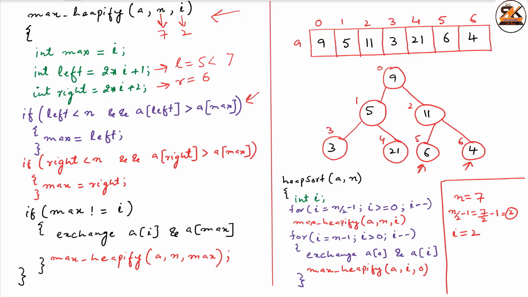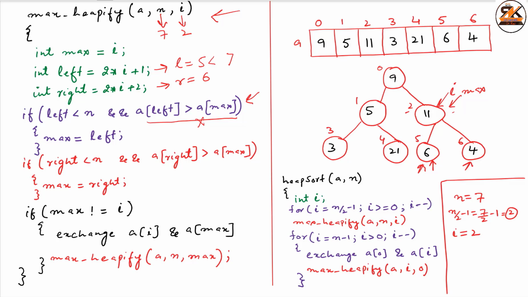This left is less than 7, and a of left is this, that is 6, is it greater than a of max? We have already assigned max, and I and max are pointing to this position. I is assigned 2, that is index 2, and max is also assigned index 2. Then the next condition is a of left greater than a of max. a of left is this, a of max, no, this is not true, so this will not work.